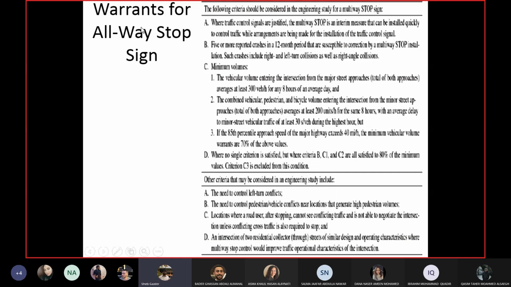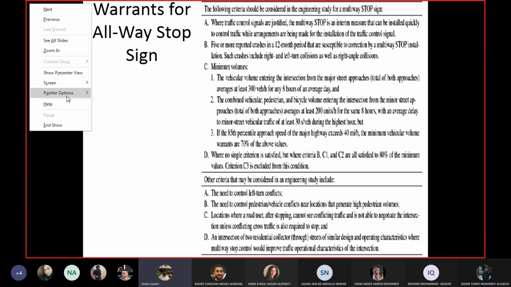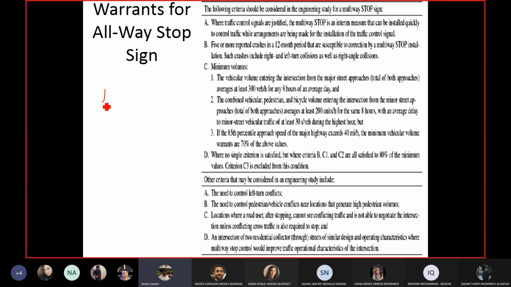Okay, then we have the all-way stop sign, the warrants for all-way stop sign. All-way means that you have an intersection and there are stop signs on all approaches. Here's a stop sign here, and basically all approaches here. So on all approaches you have a stop sign.